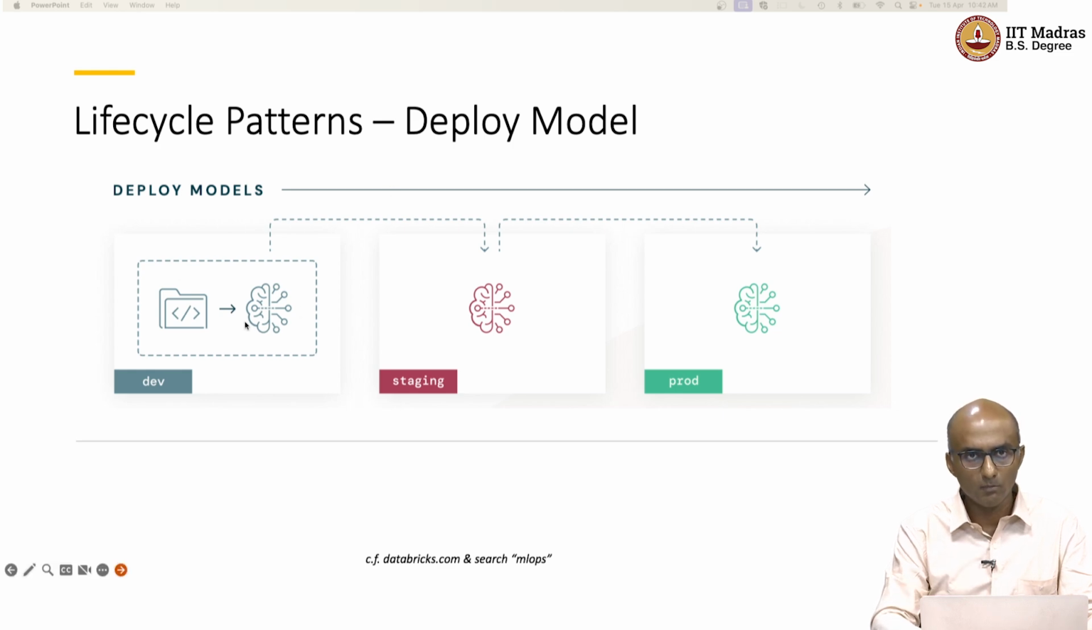So therefore, the model gets copied over to staging. In staging, there is a bunch of validations and tests that are done, and then once that's satisfactory, that model gets copied over to production to then be used for deployments in various pipelines for model serving, for inferencing. So here there is no training that actually happens in staging, no training that happens in production. The training all has happened in dev, right? So that's a big difference compared to the deploy code lifecycle pattern.